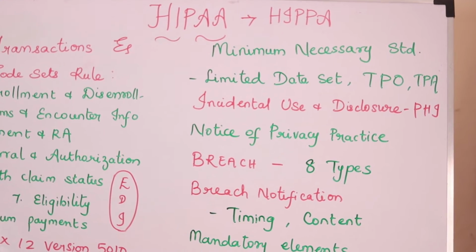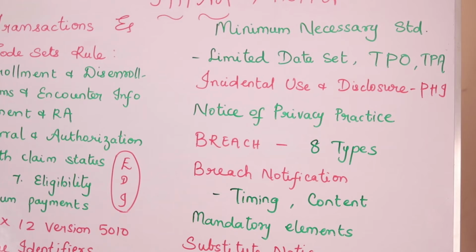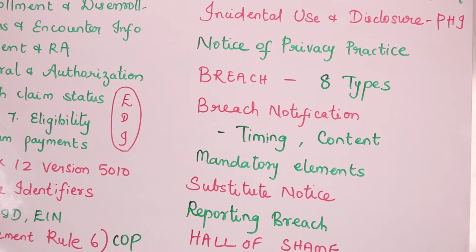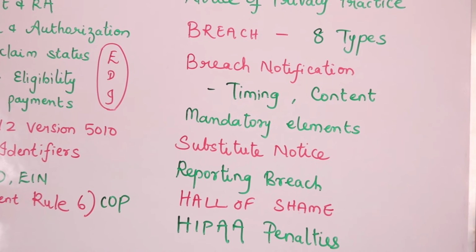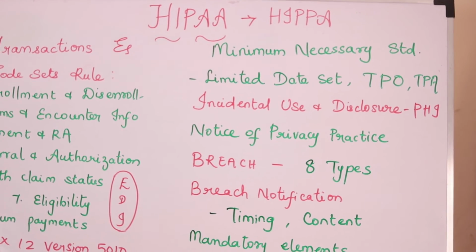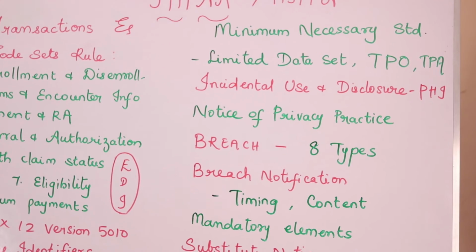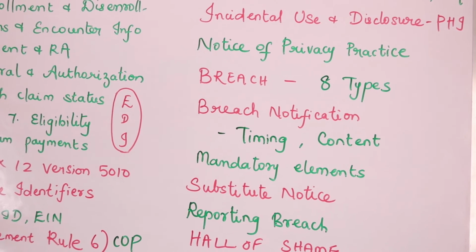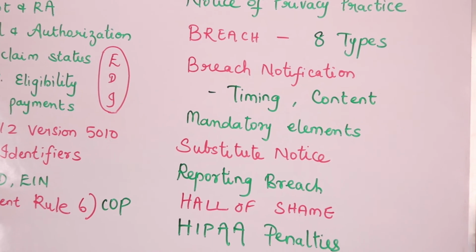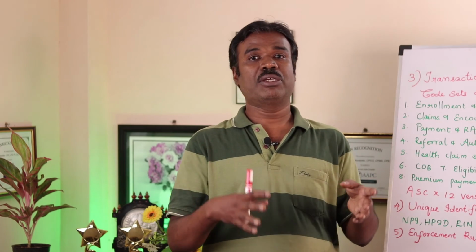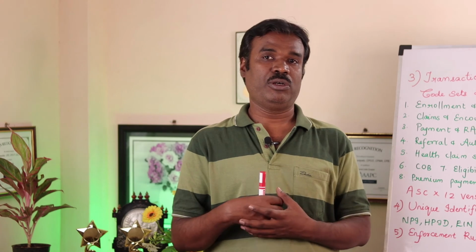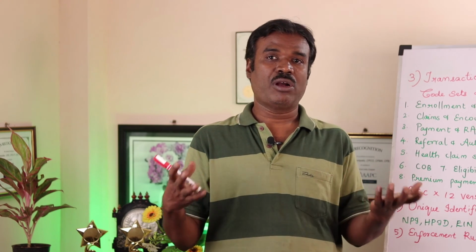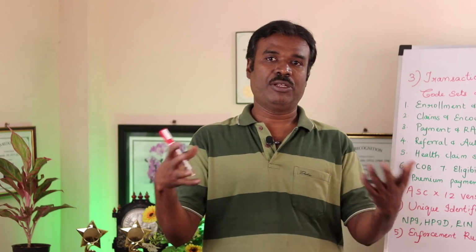Now we'll have to see, there are commonly 8 types of breaches that can occur. So the first thing would be an unintended disclosure. For example, imagine you are sending an email to the wrong person. That's an unintended disclosure. A credit card information need not be given to a medical coder. That's an unintended disclosure. It's not needed for him. By mistake, this happens.